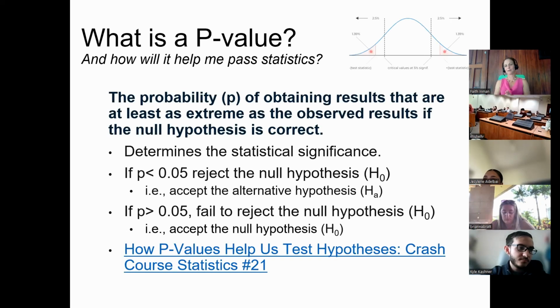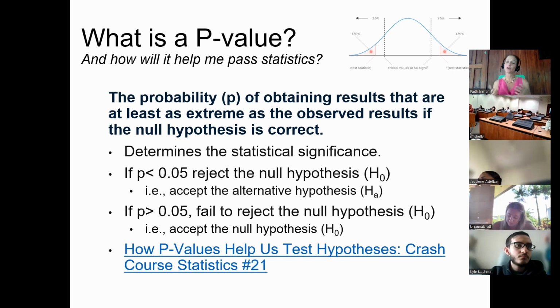So what is a p-value? I've started talking about p-values, but now we need to explain what it is. A p-value, and how will it help me pass statistics? A p-value is something that's a little bit hard to wrap your head around, but don't worry about it too much. Just understand that P stands for probability, and you can think of it as the probability of obtaining results that are at least as extreme as the observed results if the null hypothesis is correct, right?